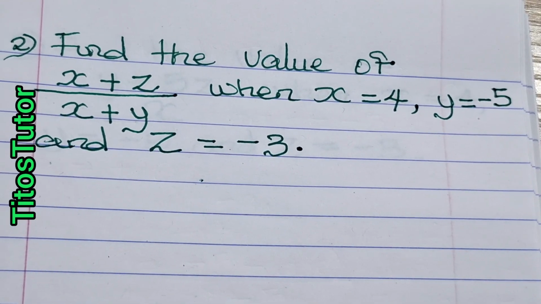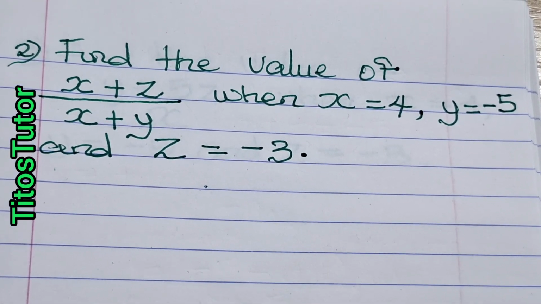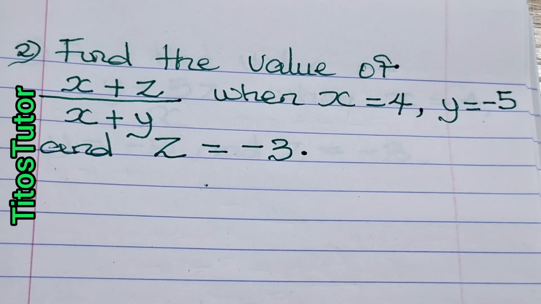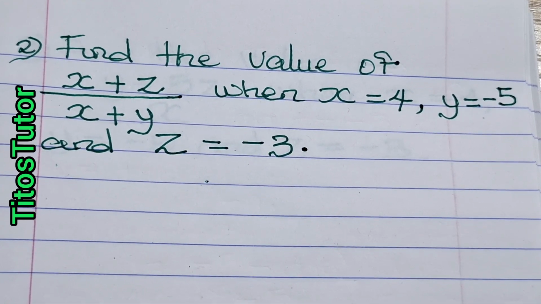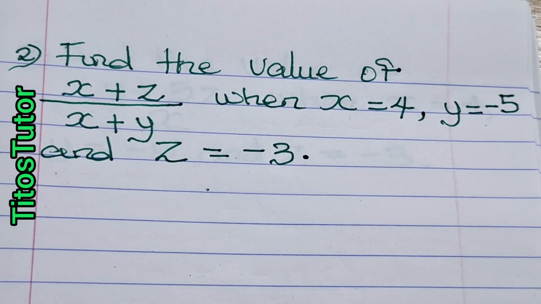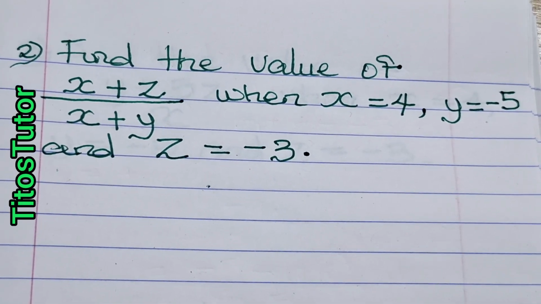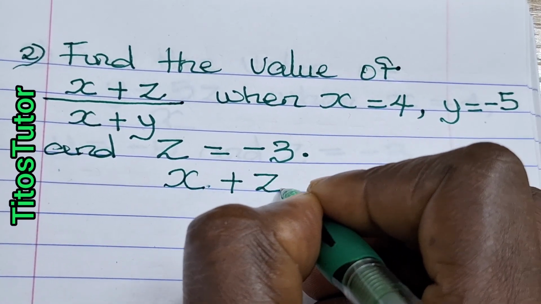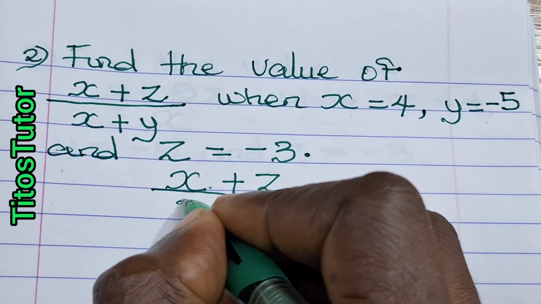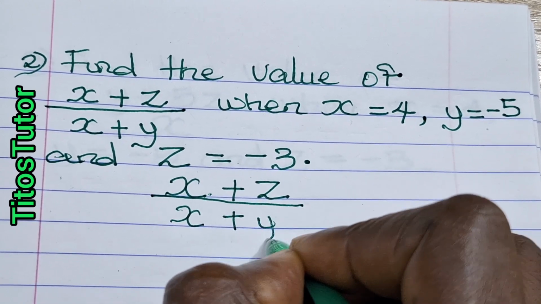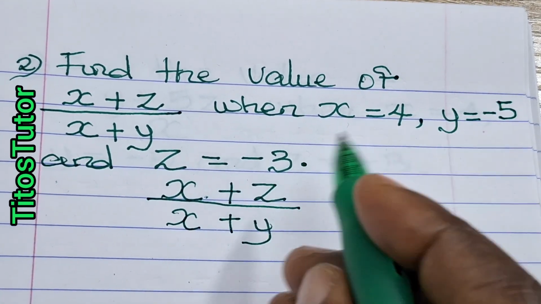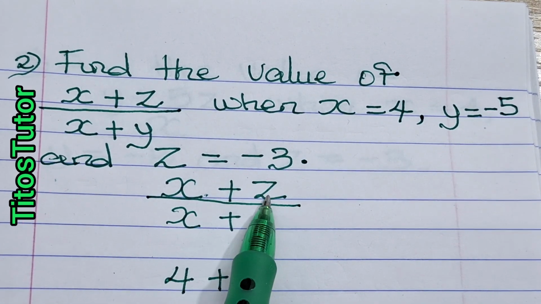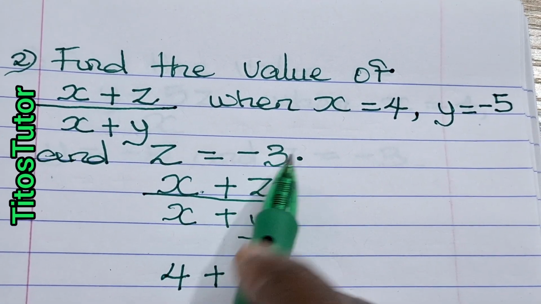Second worked example. Find the value of x plus z all over x plus y when x is 4, y is -5, and z is -3. So I'm going to write the expression again. x plus z all over x plus y. In place of x, I put a 4. So this is 4, then plus. In place of z, I put a -3.